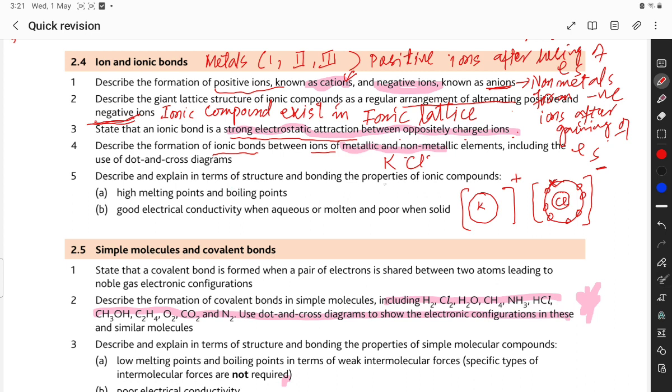Describe and explain, in terms of structure and bonding, the properties of ionic compounds. These two properties are mentioned, and only these you will be asked. Write down two properties: high melting and boiling points, and good electrical conductivity when aqueous or molten, and poor when solid. Why good conductor in aqueous? Because it has free moving ions. Don't write electrons, please. Free moving ions. When solid, ions are fixed. Just write down that in solid it cannot conduct electricity because ions are fixed.